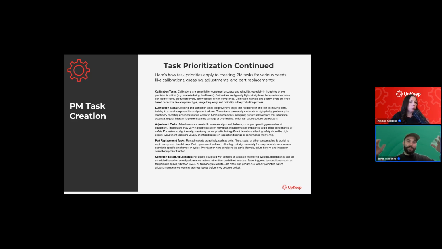And it's best to bring everybody into the conversation when we talk about this. If you have lube techs, right, specifically, bring them into the conversation. If you have production engineers that are dealing with capacity and ensuring machines are operating efficiently and things like that, bring them into the conversation, right? We want to talk to those people so we can prioritize the tasks that we're going to create for our preventive maintenance strategy.